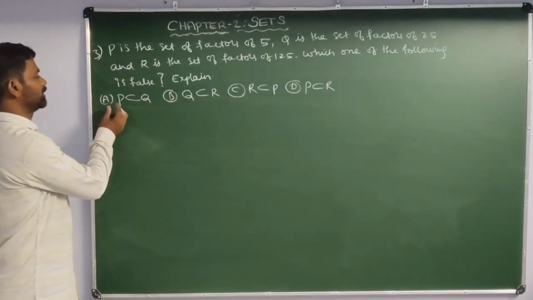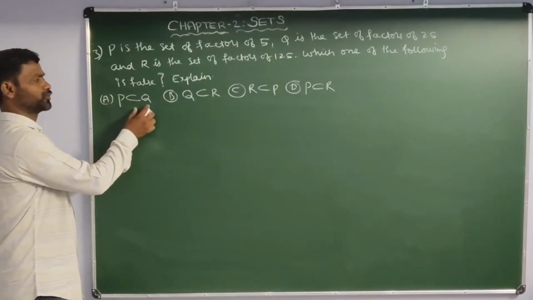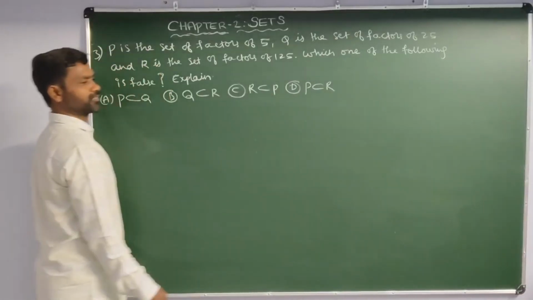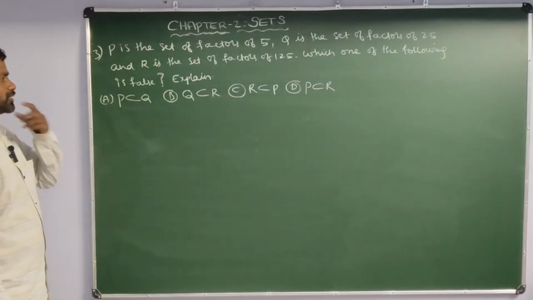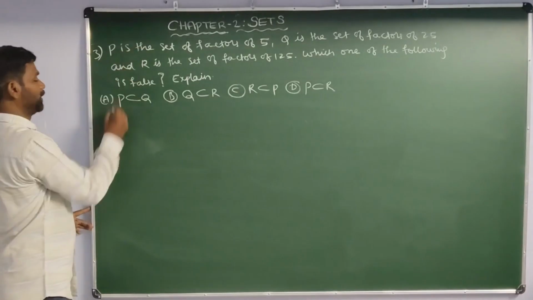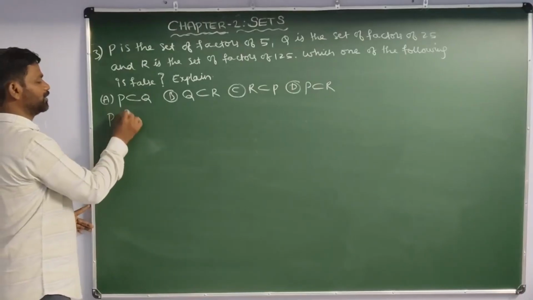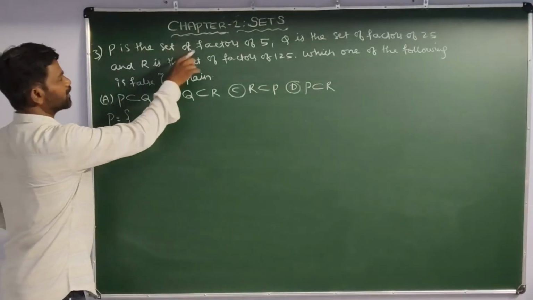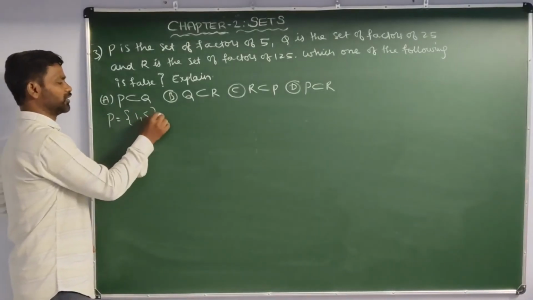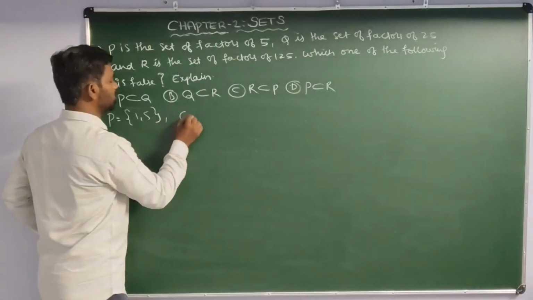So here some options are given: P is a subset of Q, Q is a subset of R, R is a subset of P, and P is a subset of R. So four options are given. First we have to write the elements of set P. P is the set of all factors of 5. What are the factors of 5? 1 and 5 only.